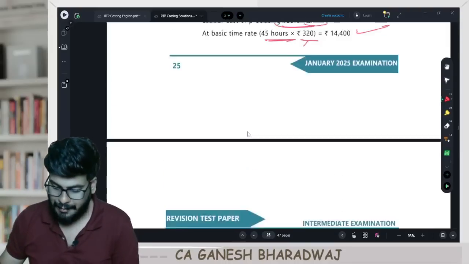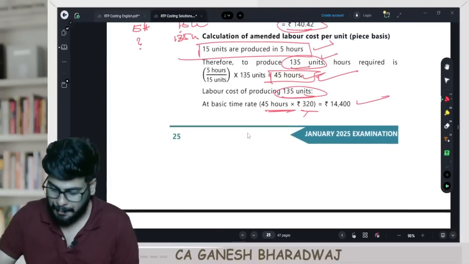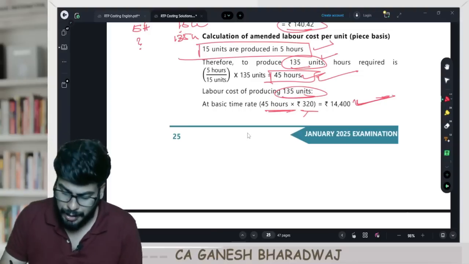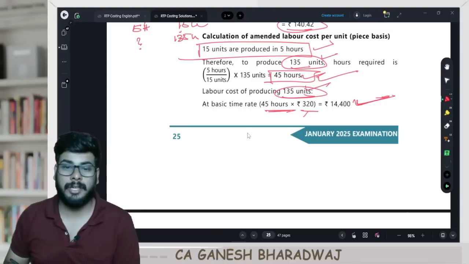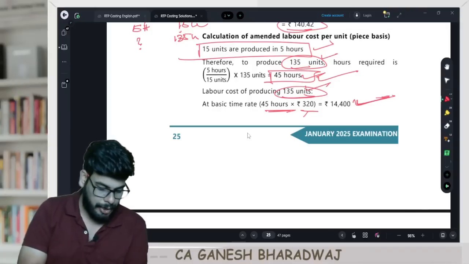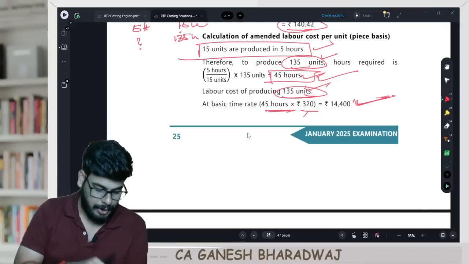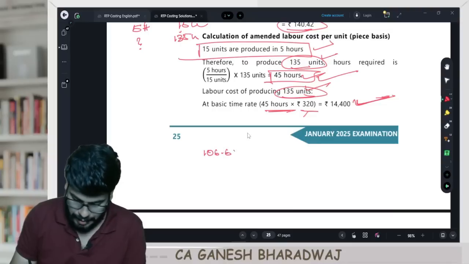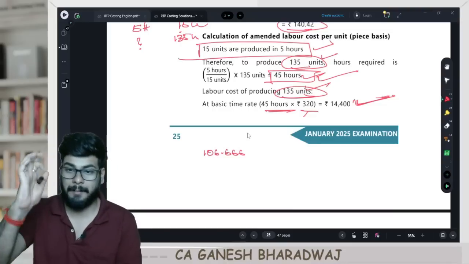So how would you arrive at that? Currently, the company is paying how much? 14,400 is the basic rate. For how many units? To produce 135 units, correct? So per unit, how much is the piece rate? 14,400 divided by 135, that is going to be, ideally speaking, 106.666666 is going to be the basic piece rate.